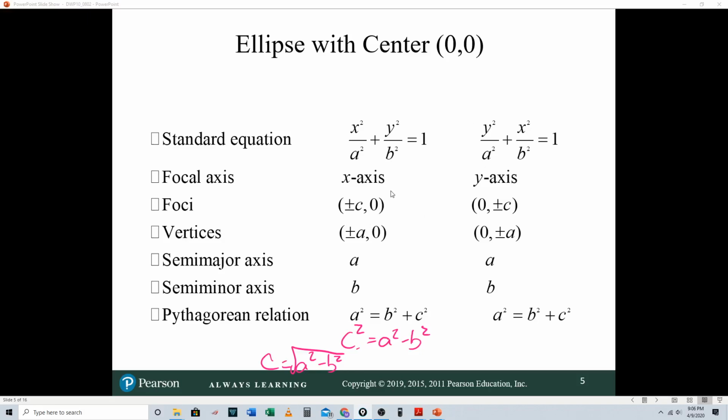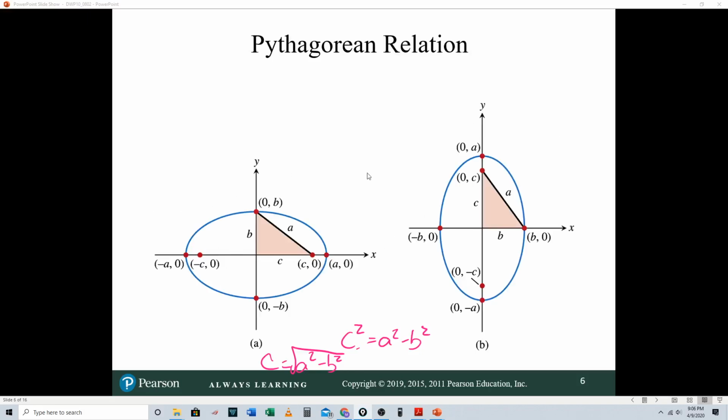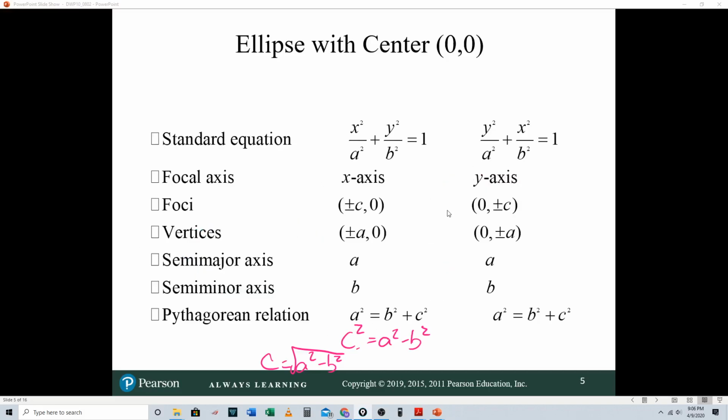So again, this would probably be good to have written down, just so you can get visual information along with this information. So vertices at a, foci at c, and the semi-major axis. The other vertices on the semi-minor axis will be at b. Basically, this one, 0 plus or minus b. This one would be plus or minus b.